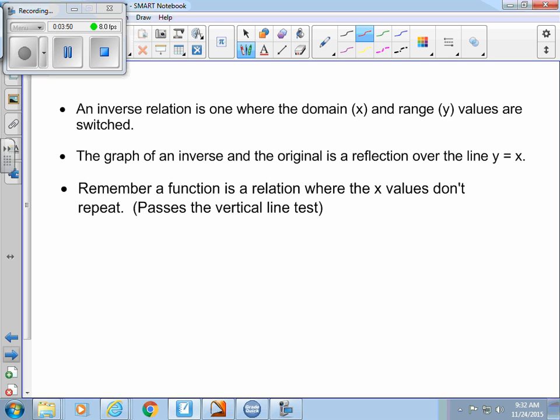An inverse relation or an inverse function is one where the domain and range values are switched. So you take all the x's and all the y's and switch them. The graph of an inverse and the original is a reflection over the line y equals x. And remember, for a function to be a function, you must pass the vertical line test. Well, when switching the x's and y's, on the original function, the y's would have to not repeat also. We'll talk about that on the next slide. I'll give you some time to write.